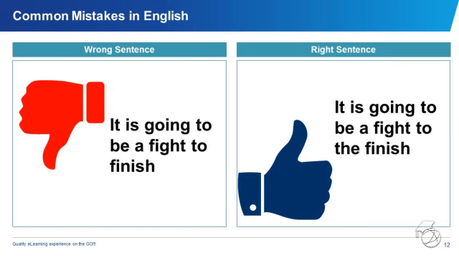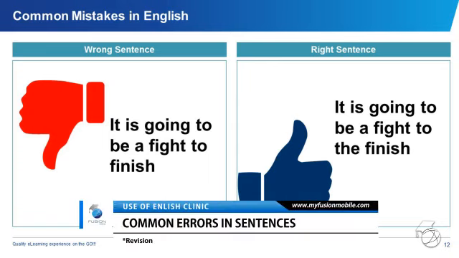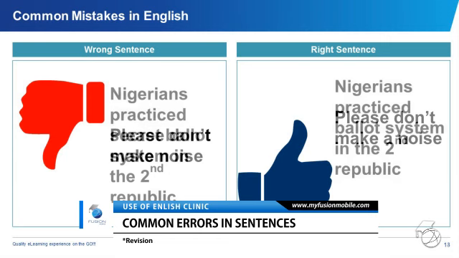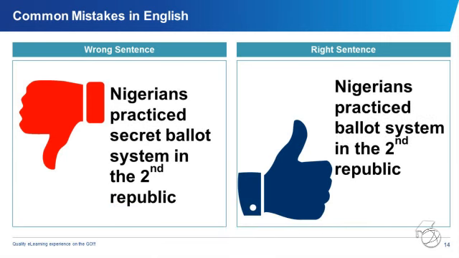It's wrong to say, "It is going to be a fight to finish." But it is going to be a fight to the finish. It's wrong to say, "Please don't make noise." Rather, you say, "Please don't make a noise." "Nigerians practice secret ballot system in the Second Republic" is a wrong statement. Rather, we say, "Nigerians practiced ballot system in the Second Republic."